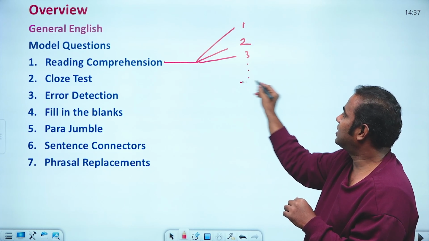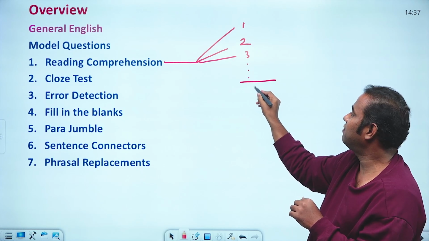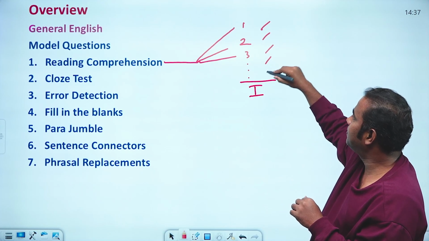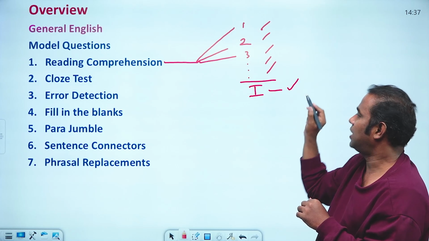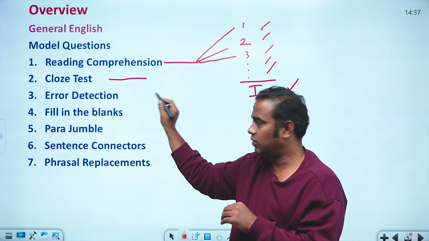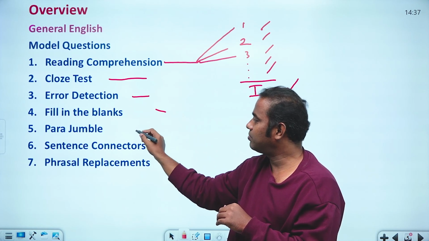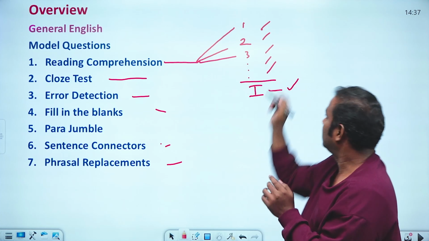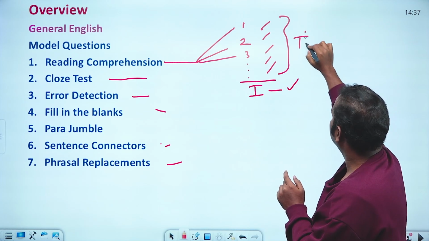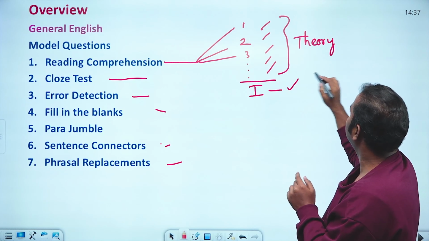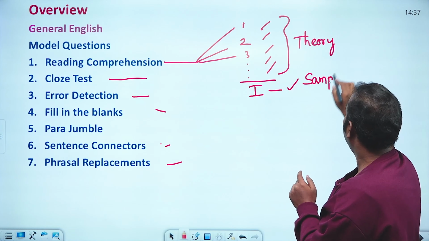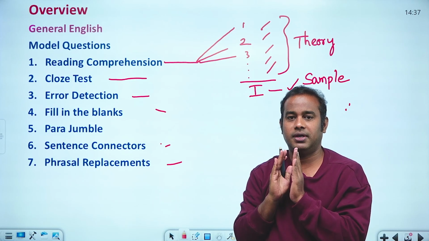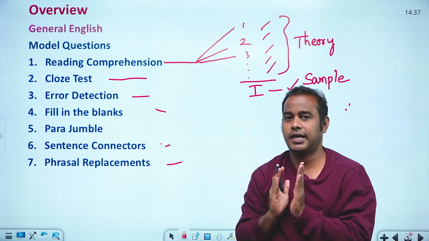And then for the sample, a demonstration has been given for one question. So there are individual samples and one demonstrative sample, and the cloze test is covered like that. For error detection, fill in the blanks, para jumble, sentence connectors, and sentence replacements, both the theory and one sample have been explained very neatly and in detail. We have explained that in a very lucid manner. That is the second point.